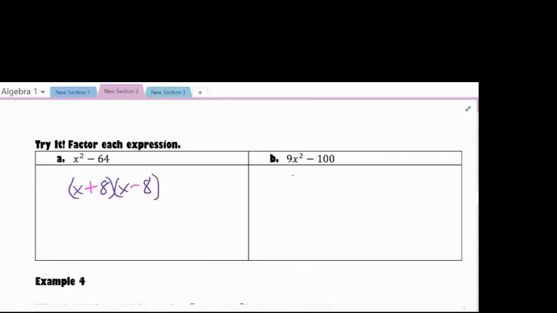And again, on part B, it's subtraction. It's a binomial. They're both perfect squares. So the square root of the first term is 3x. The square root of 100 is 10. And then one is positive and one is negative.